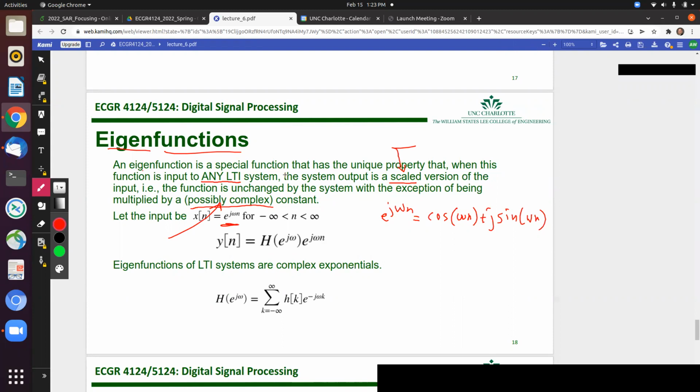So we're going to demonstrate that x of n, if it's a signal, and that signal is the complex exponential e to the j omega n, which by Euler's formula is cosine omega n plus j sine omega n, when input to any linear time invariant system, will come out. We're saying that e to the j omega n, the complex exponential with magnitude 1, is an eigenfunction. That's the claim. So we take any linear time invariant system, call it h of n, and input the signal to the system.